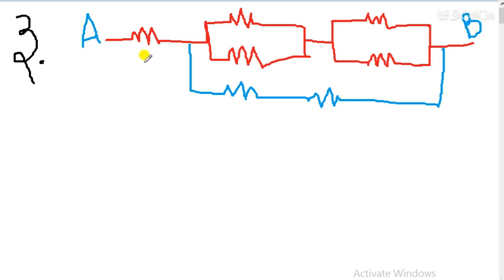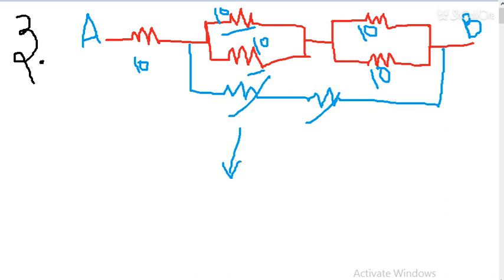Students, what I have to do, this is 10 ohm, this is a 10 ohm, and this is also 10. Basically these two are in parallel, these two are also in parallel, 10 and 10, but these two are in series. So I will draw a circuit here. Every resistance is of 10 ohm.